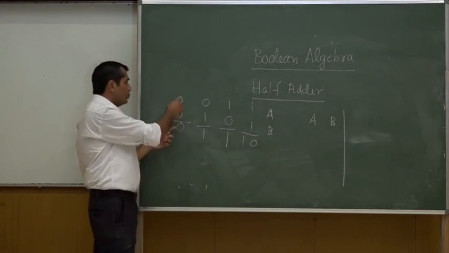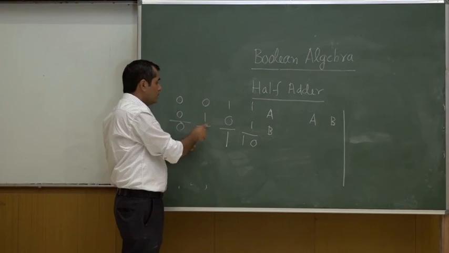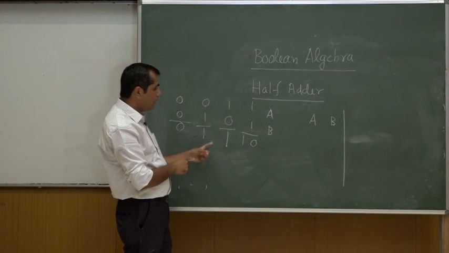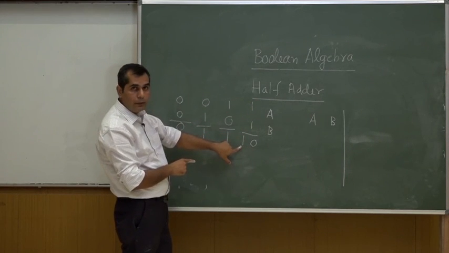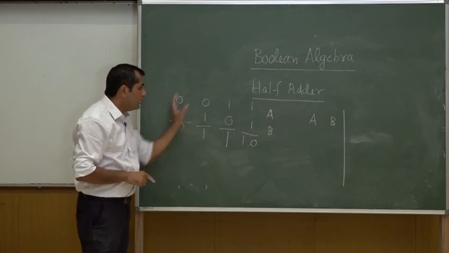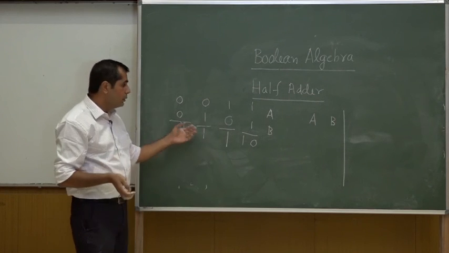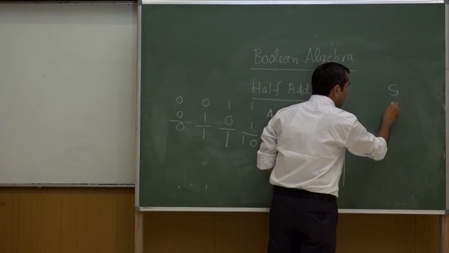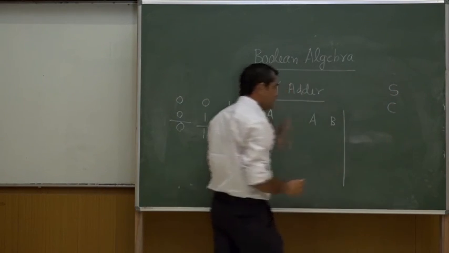For example, if both inputs are 0 0, the sum is 0, carry is also 0. When the inputs are 0 1, then sum is 1, carry is 0. When inputs are 1 and 0, sum is 1, carry is 0. And when both inputs are 1, the sum is 0 and carry is 1. So you can implement this truth table or these characteristics using logic gates. You can see here that we have to implement two functions. One is S and another is C, where S refers to the sum output and C refers to the carry output in this case.